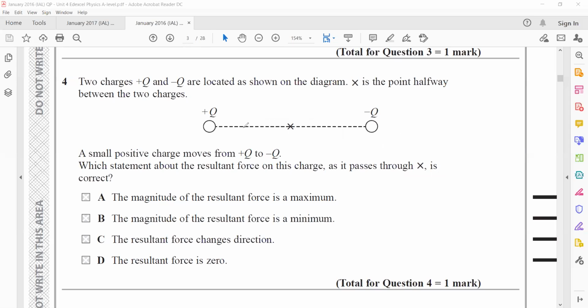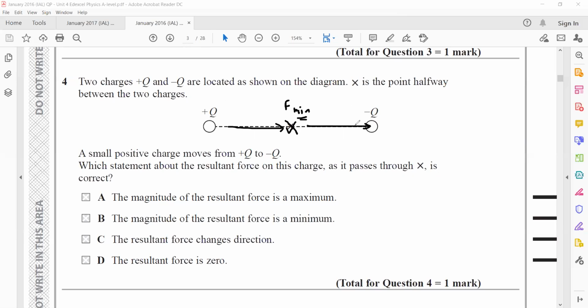Or you can simply understand from the idea that when it is at this point, it is closer to Q, so there is a greater repulsion. In the same way, when it is closer to minus Q, there is a greater attraction and less repulsion. But when it is halfway between the two, there is a weak repulsion and a weak attraction. So what will be the resultant force at this point? The resultant force will be minimum. Is it clear?